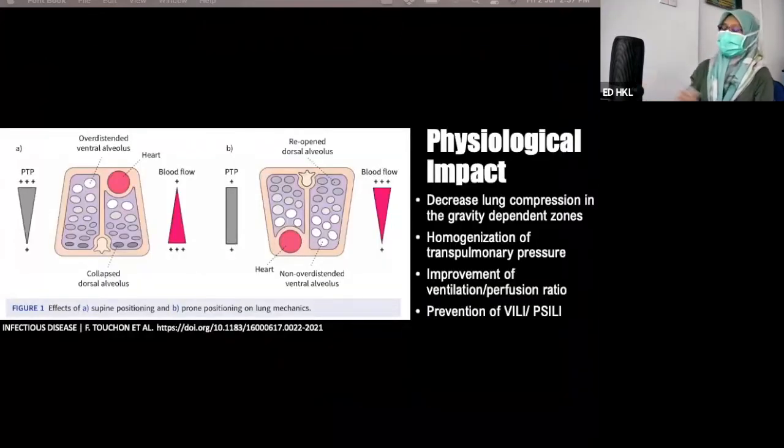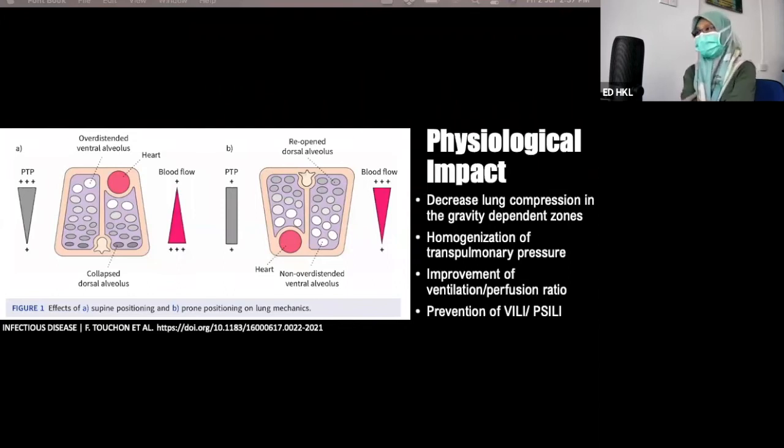So you have listened to Dr. Liana's lecture this morning. What is the impact of proning? With the prone position, we distribute the transpulmonary pressure better. So there will be a better distribution of alveolar distension at the dorsal and also ventral parts. So we release the lung from cardiac compression.